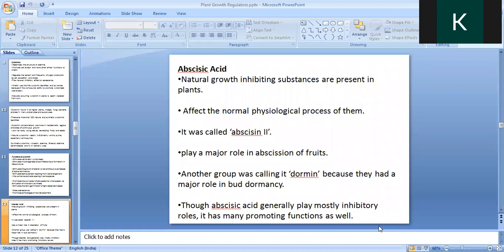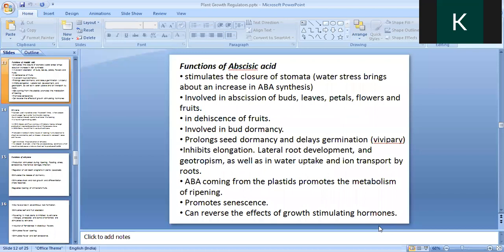And next is abscisic acid. It is a naturally growth-inhibiting substance present in the plant. Its normal physiological processes are caused by what are called abscisins. They play a major role in the abscission of fruits. They are otherwise called dormin because they induce bud dormancy. Usually they play inhibitory roles, and sometimes they have promoting functions also.